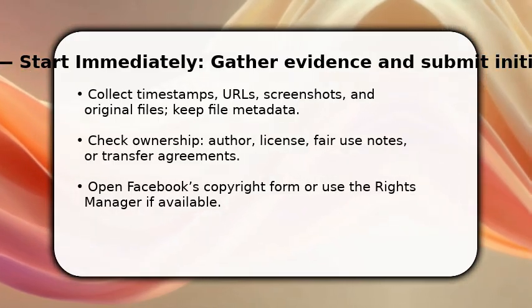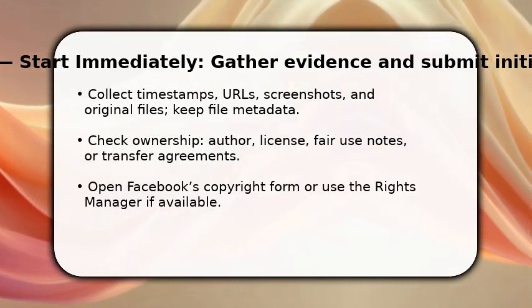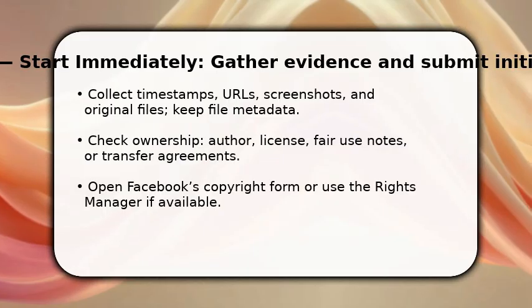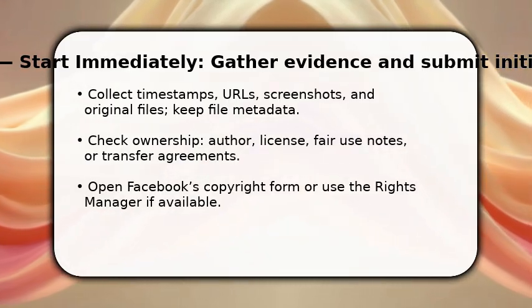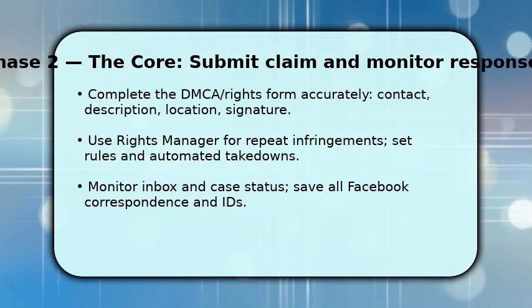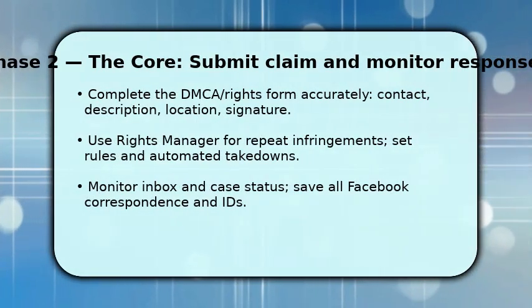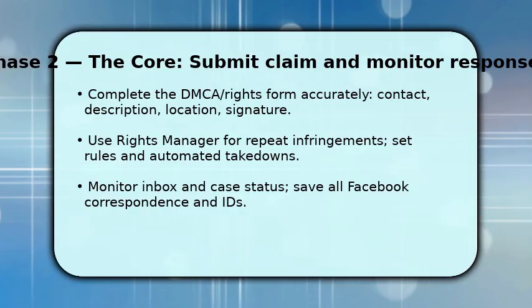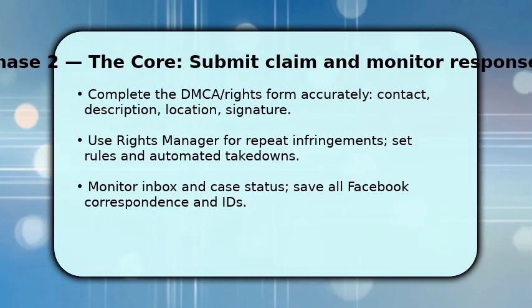Next, identify your claim type: exclusive ownership, licensed use, or fair use dispute, and choose the correct Facebook form or rights manager workflow. This accelerates removal and preserves legal options. You must fill the DMCA notice with precise details: your contact, a clear description of copyrighted work, the infringing URLs, and a statement under penalty of perjury.